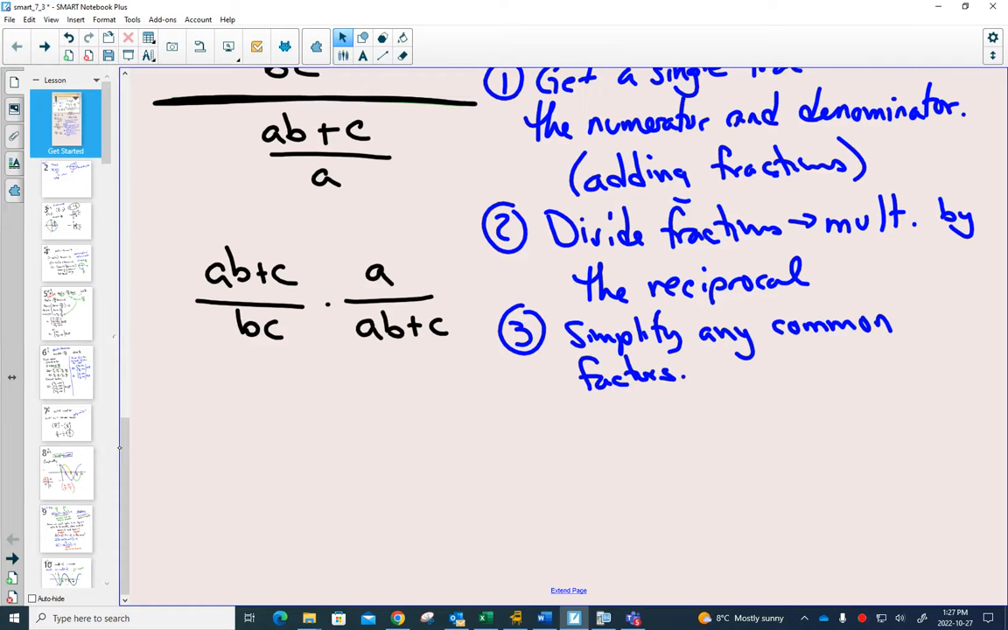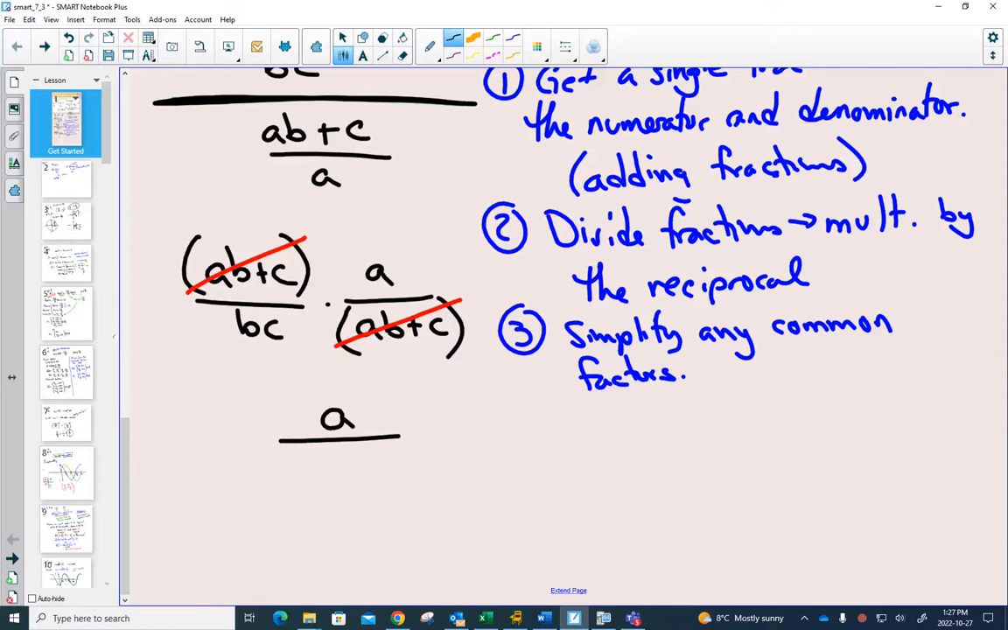And we're so close, but before I multiply things out, I'm going to look at my factors. AB plus C would get grouped together, that would be a single factor. Do I have any factors that are identical? Yes. AB plus C divided by AB plus C would simplify to 1 over 1 and would go away. And so now when I multiply things out, I'm just left with A in my numerator and BC in my denominator.